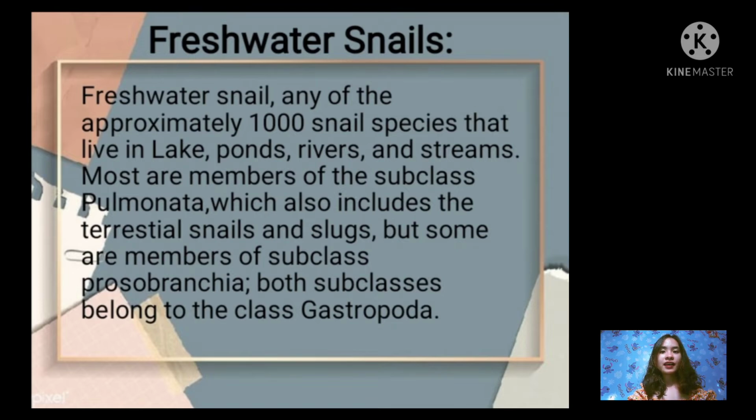Freshwater snails are any of the approximately 1,000 snail species that live in lakes, ponds, rivers, and streams. Most are members of subclass Pulmonata, which also includes the terrestrial snails and slugs, but some are members of subclass Prosobranchia. Both subclasses belong to the class Gastropoda.